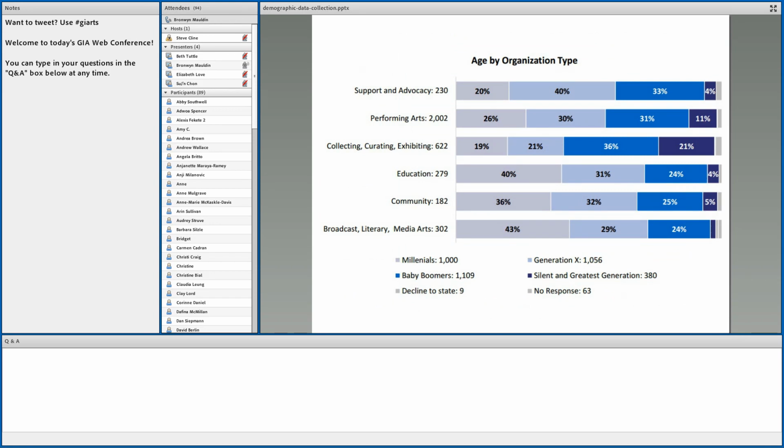Another one, we're able to break out the groups by type of organization. And again, you can see some really interesting nuances here. I mean, take a look at this collecting, curating, and exhibiting workforce by age compared to all of the other types of organizations we have here in LA County.